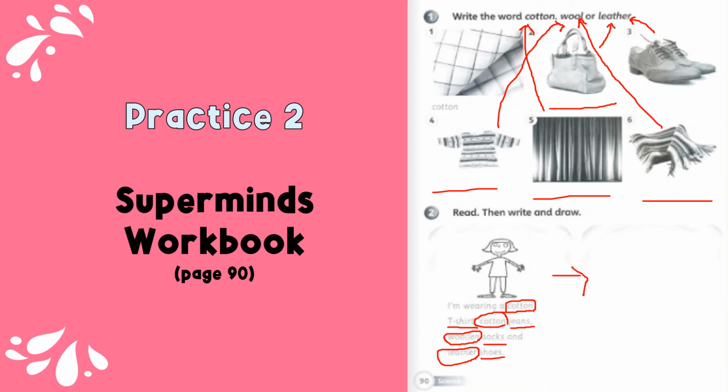Awak perlu tulis versi awak sendiri dekat sini dan kemudian lukis. Make sure you write, I'm wearing a, okay, tulislah awak nak tulis apa, woolen sweater, a cotton short, a cotton skirt, faham? Understand? Okay, so after you do it, please send the picture of your module and also Supermind workbook to me.